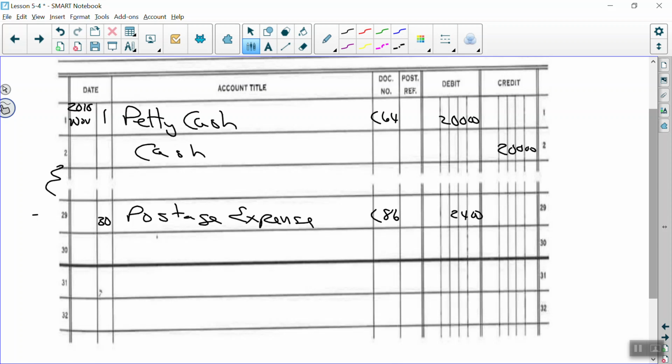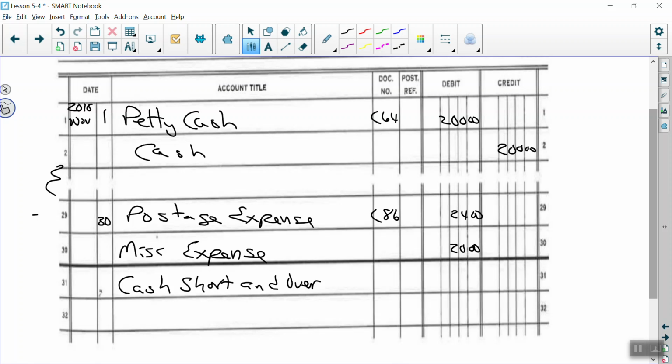Now, debits do not get indented. Everybody got this? Okay. Debits do not get indented. So even though I'm going down another line, I'm not going to indent. I'm going to put miscellaneous expense. Okay, we debited miscellaneous expense for $20. The next line is cash short and over.